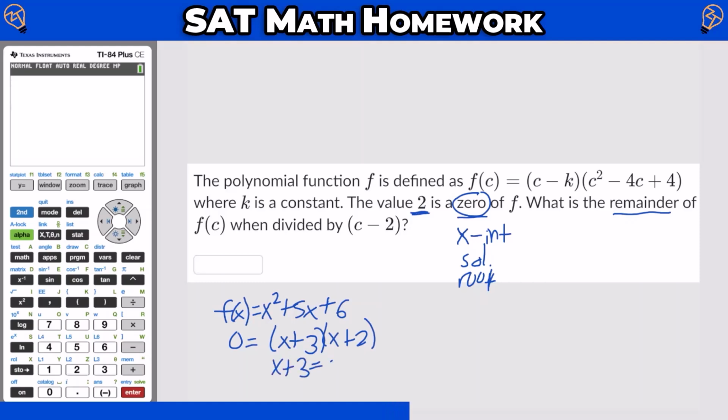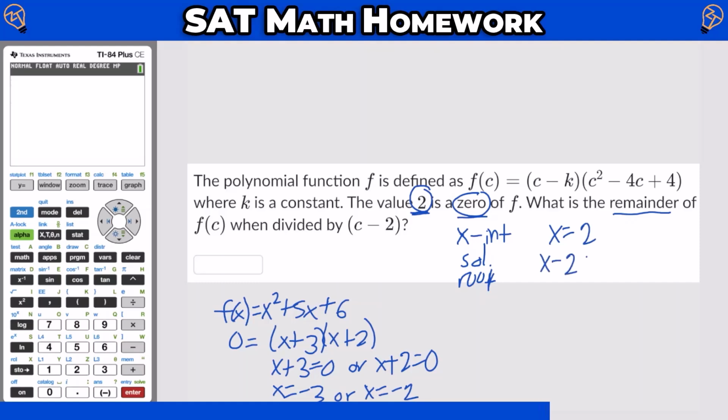So either x plus 3 is 0 or x plus 2 is 0. And when you solve it, notice the signs flip. And so we get those two solutions. So keep in mind, solutions are x-intercepts are zeros. So if they're saying 2 is a zero, that's like saying x equals 2. So the factor would be x minus 2.